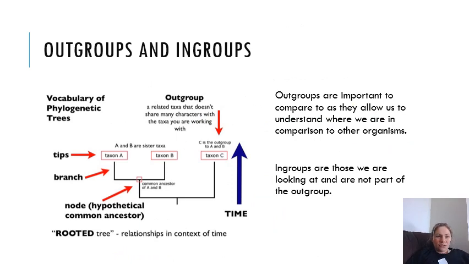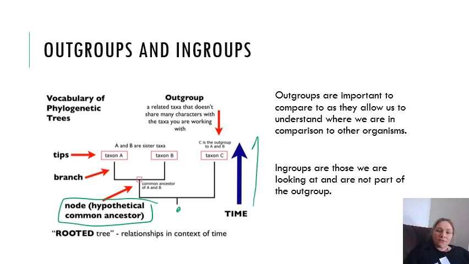Okay, so outgroups and ingroups. We're just going to have a little bit more of a look at the vocabulary of these phylogenetic trees. We've looked at the node, which is where we've got a hypothetical common ancestor. We've looked at the root, which is the relationship in the context of time. Time progresses as we go further away from that root or that initial divergence point.